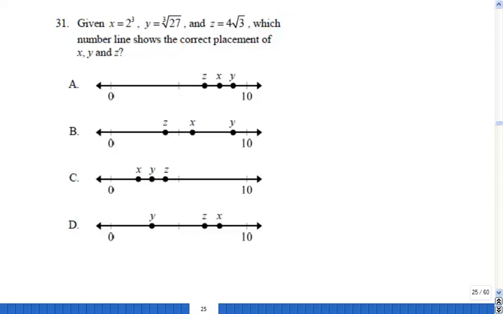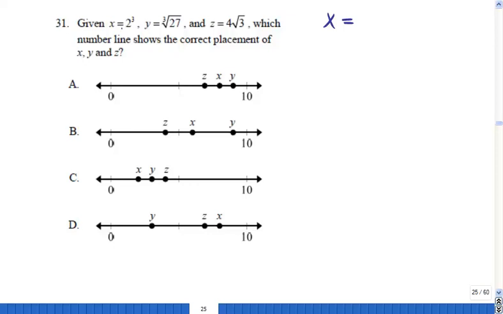Problem number 31. Given x equals 2 cubed, y equals cubic root of 27, and z equals 4 square root 3, which number line shows the correct placement of x, y, and z? Okay, you guys know how to start this problem. First of all, let's estimate what is each one of these numbers' value.